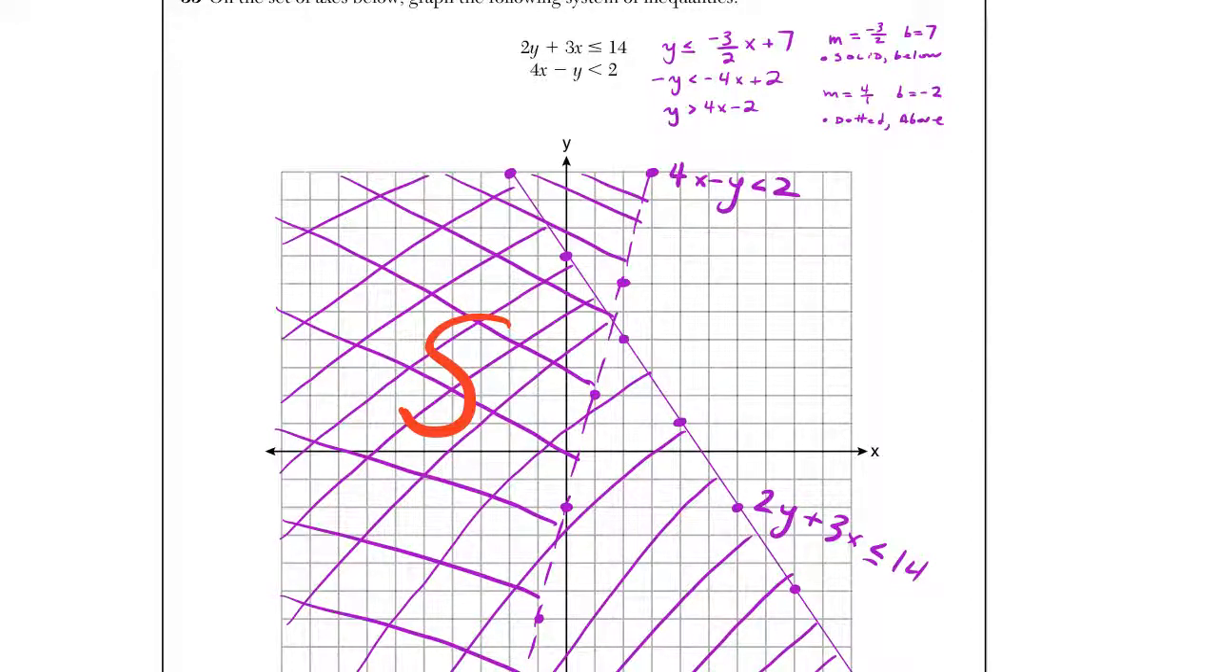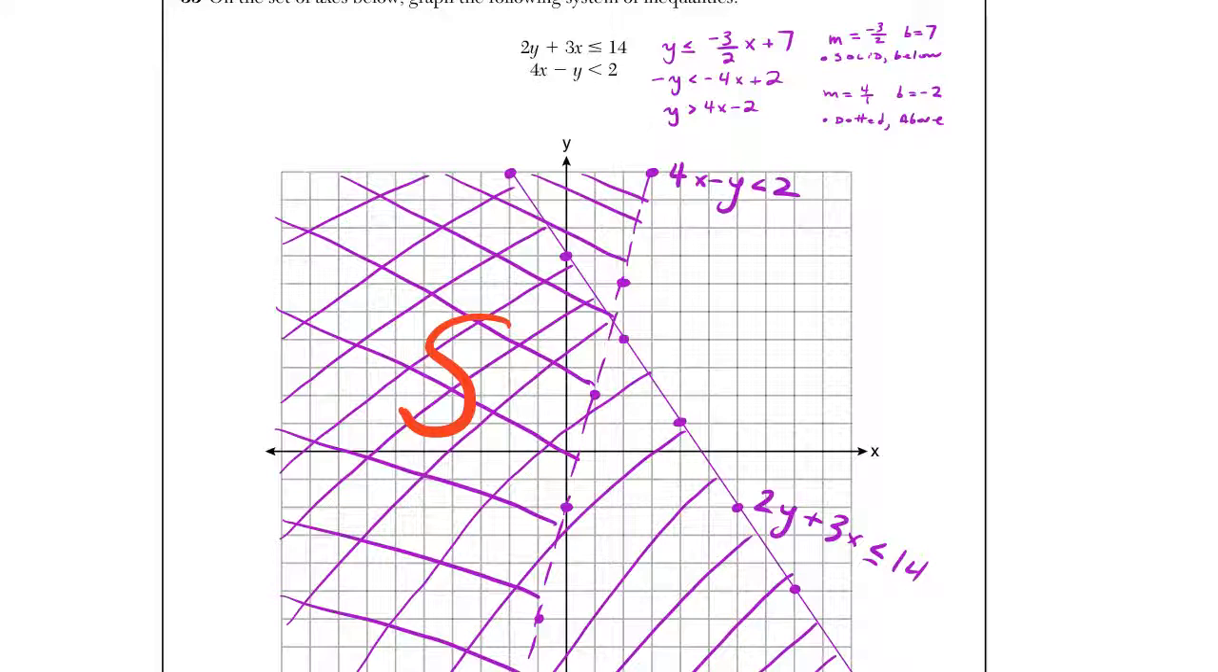Once again, our 4 values: slope, y-intercept, type of line, and where to shade. This is a dotted line now. It says greater than, no equal to component, and we're going to shade above because it says greater than. Notice my dotted line. Graphing that, you can either do it with a pencil and erase or just simply pick your pencil up as you're graphing.